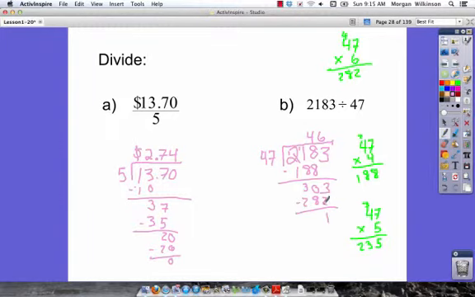3 minus 2 is 1. Borrow from the 3 to get a 2. We've got 10. 10 minus 8 is 2. 2 minus 2 is 0, so we've got 21 left over. Now the way we can report our answer, and there are several different ways, we're going to start with a remainder. 46, remainder 21. And we'll report our answers in this lesson only with remainders, if you know any other different ways.